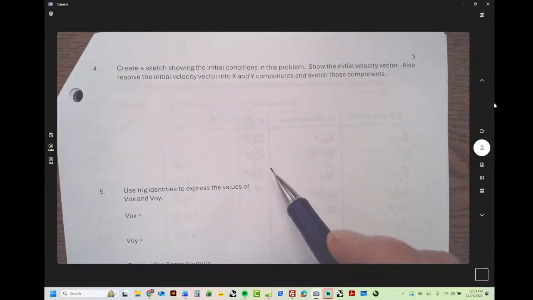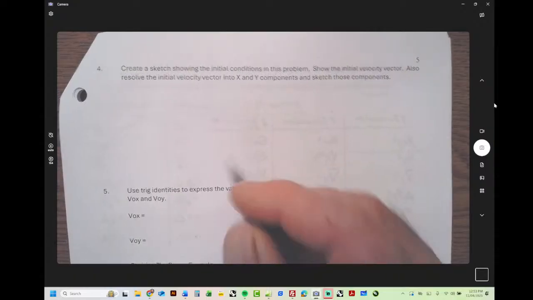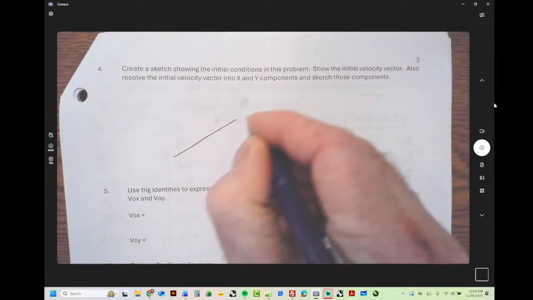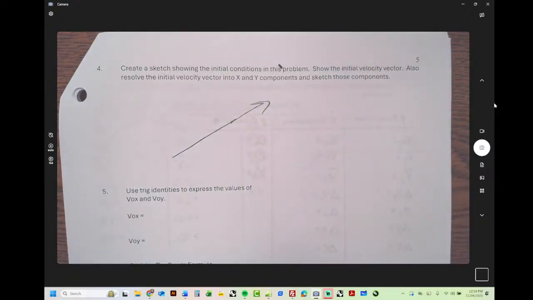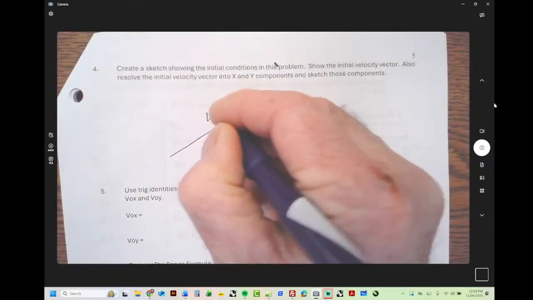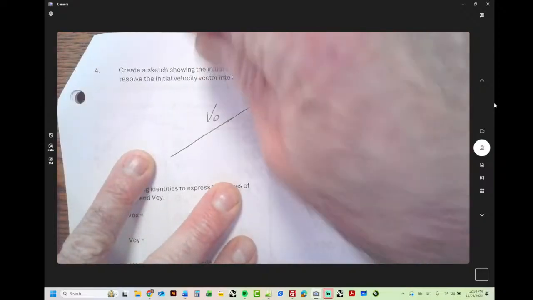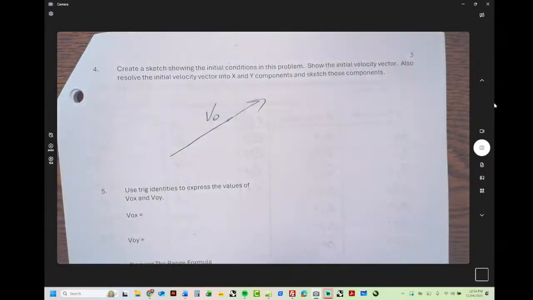Number 4, I'm not really sure what I was thinking when I wrote it. I feel like I deleted something, but what you need to do is draw a vector up and to the right. It can be whatever angle you want. Just make sure it's going up and to the right. And label it V0. And this represents the initial velocity of some vector in one of our projectile motion problems.